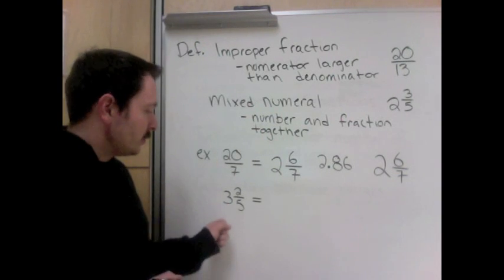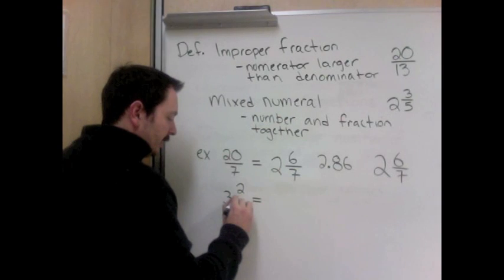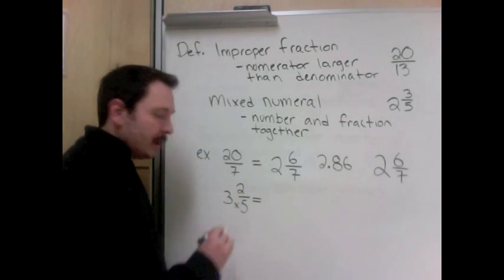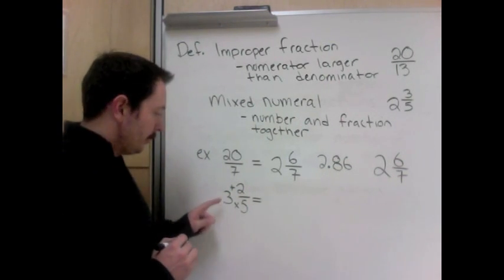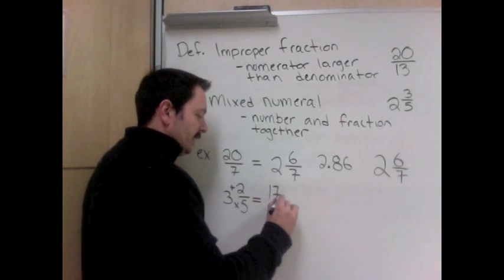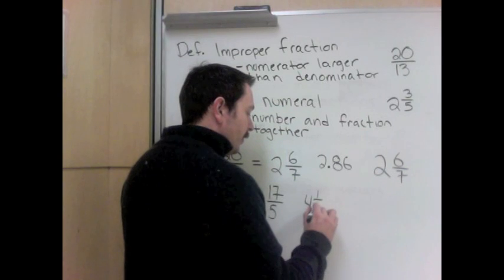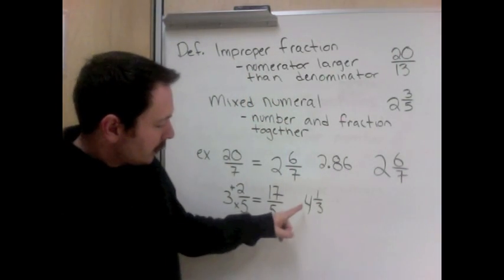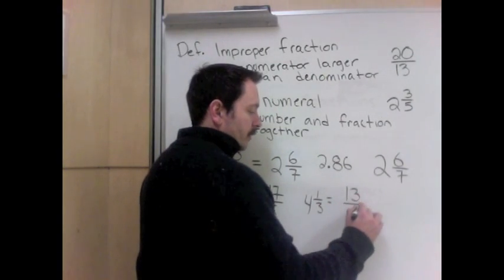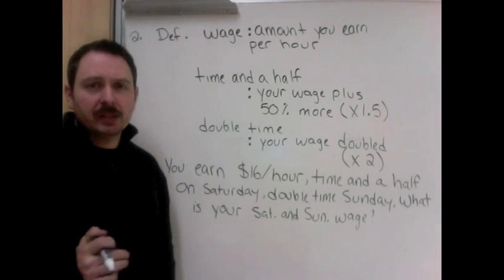Now going from a mixed numeral to an improper fraction is a little easier. What we do for this is we times the bottom and we add the top. 3 times 5 is 15, plus 2 is 17 over 5. Another example, let's say I had 4 and 1/3: times the bottom, add the top. 4 times 3 is 12, 12 plus 1 is 13 over 3.